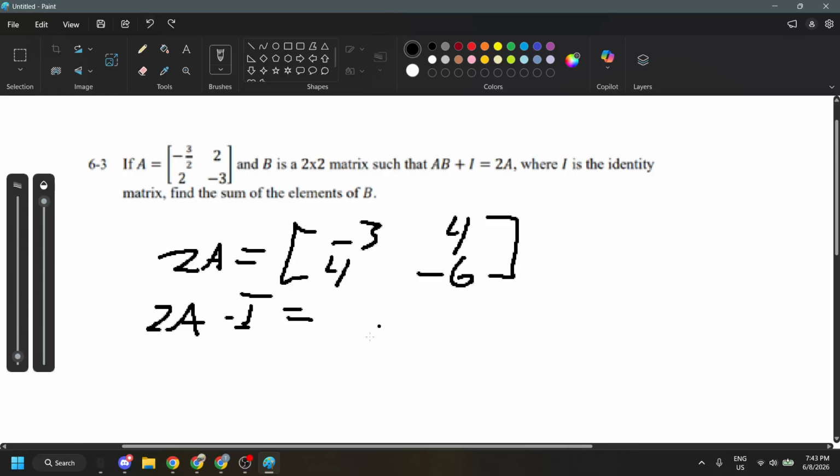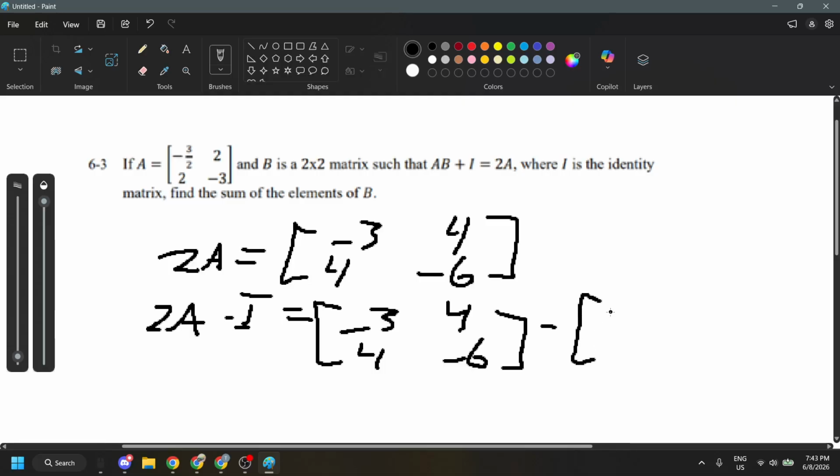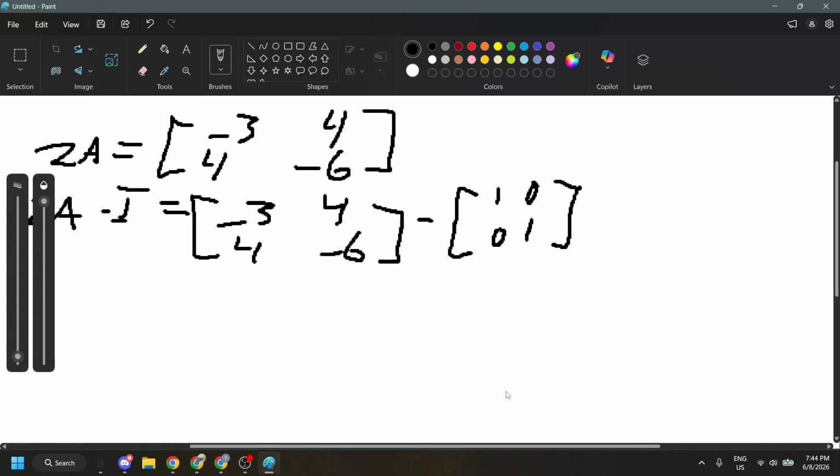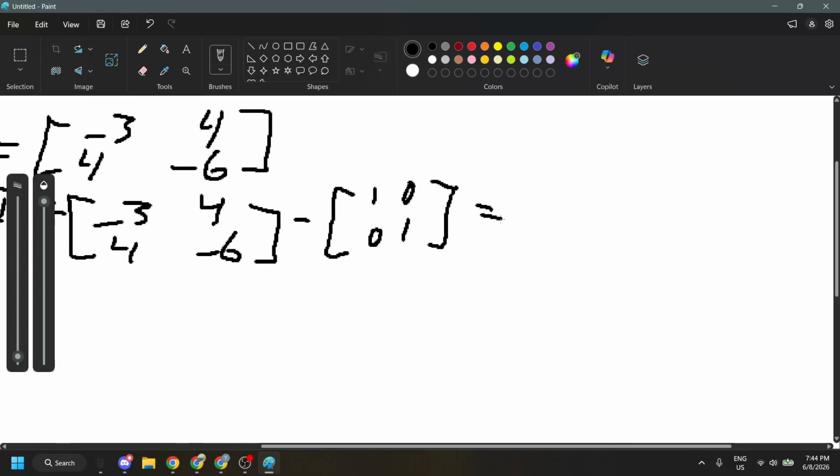So it's negative 3, 4, 4, negative 6. Again, I told this before, I don't know matrices. So what I did here is I just subtracted I. I don't even know if I'm allowed to do that, but I'm going to try, minus 1, 0, 0, 1. I don't know if you can just subtract normally, but I'm just going to say this is equal to negative 4, 4, 4, negative 7, probably.